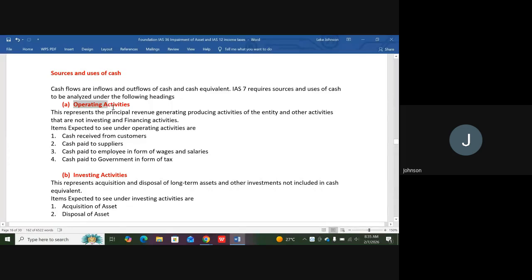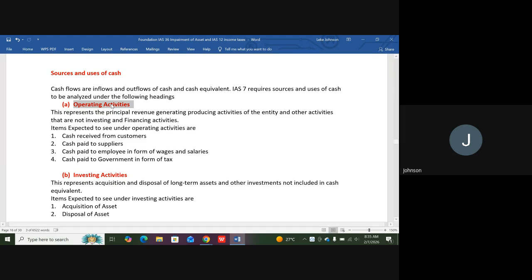There are certain activities of the business that we regard as the operating activity, right? So for you to continue to be in business, you must always carry out the operational activity. This operational activity represents the principal revenue producing activity of the entity and other activities that are not investing and financing activity. So this operating activity is the main activity that the company carries out, right?